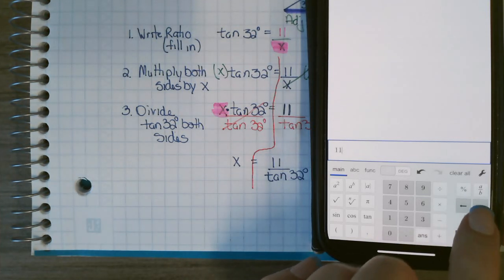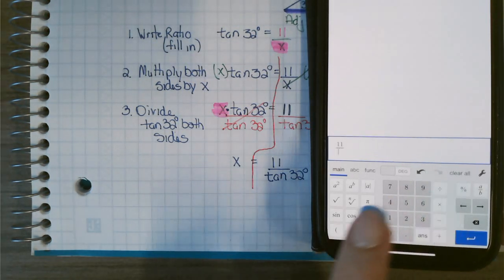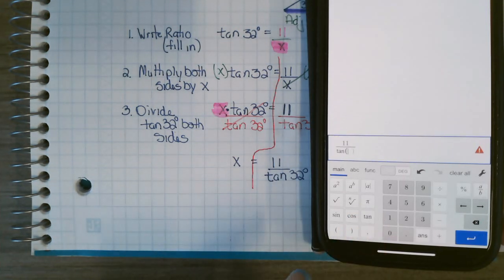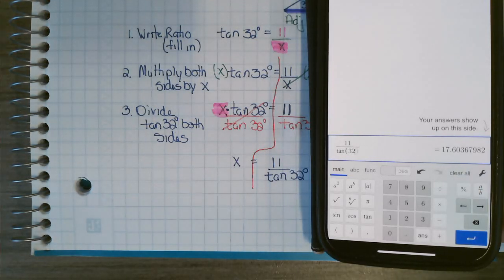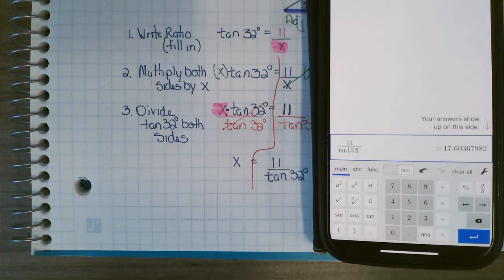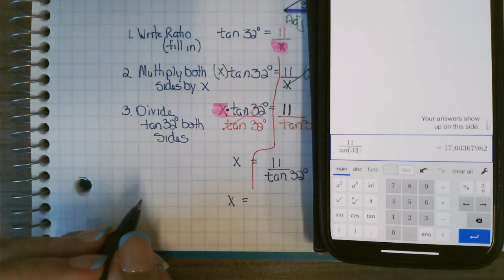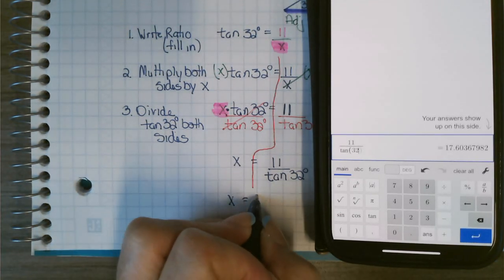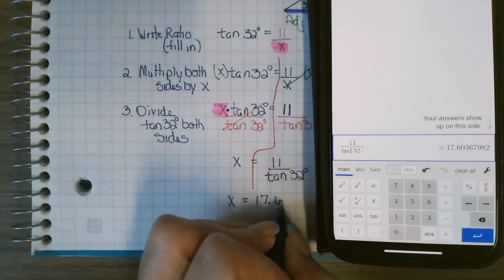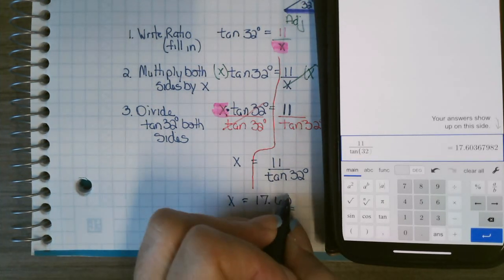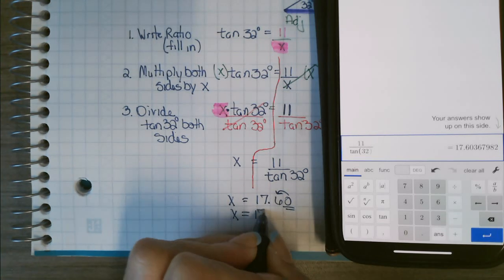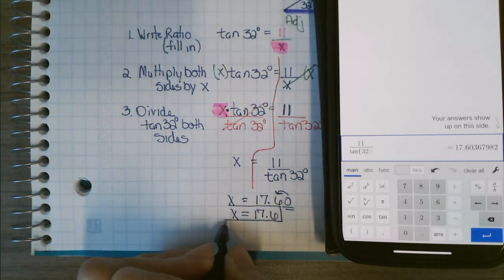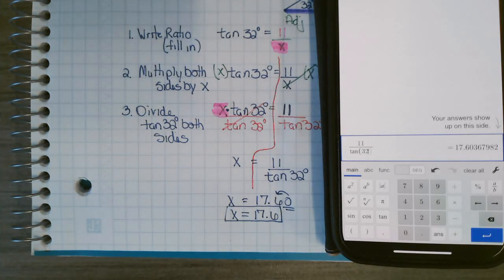Alright, I'm going to go back, make sure I did that right. I'm going to do 11 divided by tan 32. Alright, notice that comes out to 17.60367982. We're going to go one decimal place, the tenths place. Alright, so I'm going to write this out, 17.60. Notice there's a 0 here. That means nothing happens to my 6. So my answer is x equals 17.6. So we're going one decimal place, but you've got to look at the one to the right of it to make sure that you've got it correct.